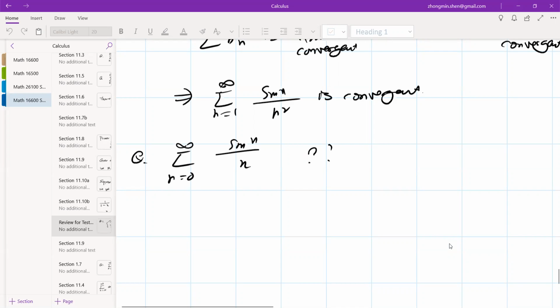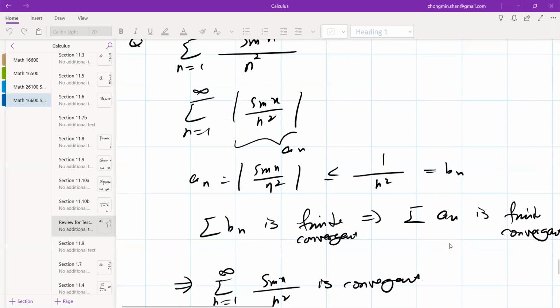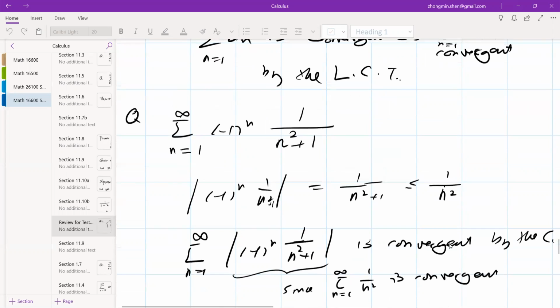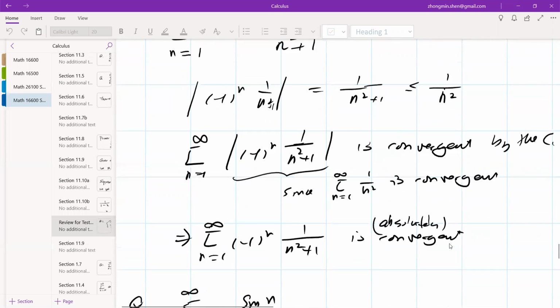So how do you apply these? When you see an alternating series, don't just try to use the alternating series test to prove convergence. Maybe there's a quicker way to do that, just like what we did for that problem, (-1)^n times 1 over n squared.